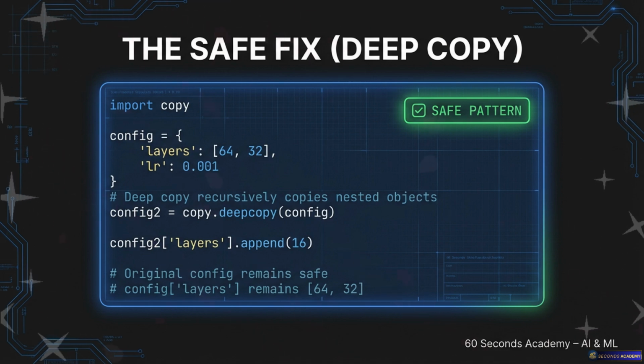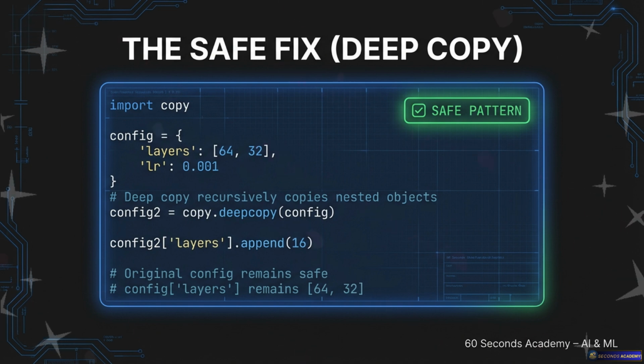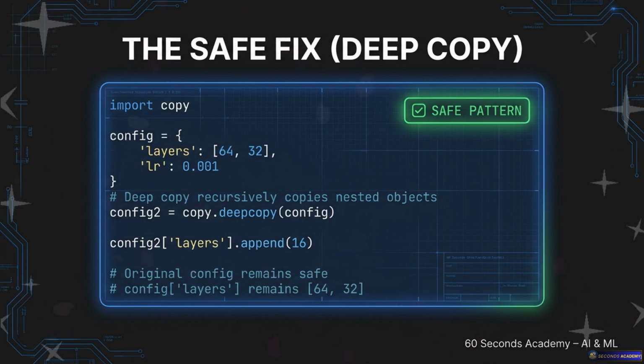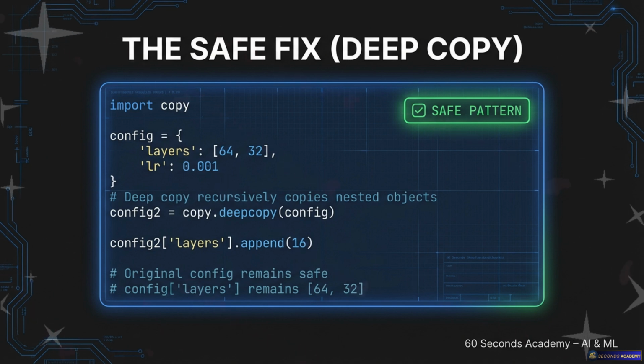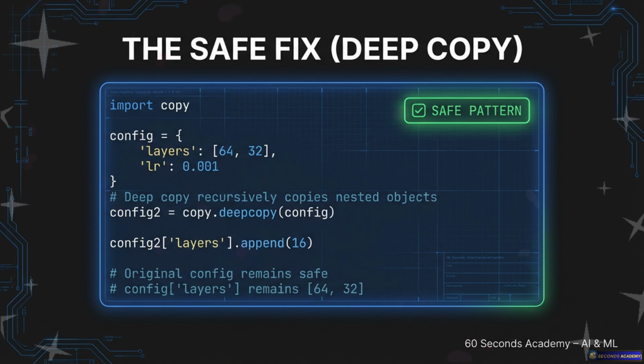Correct. But wait, if it's recursive and copying everything, isn't that incredibly slow? If I have a massive data structure, won't deep copy just freeze my program? You are absolutely right to be skeptical. Deep copy is expensive. It requires serialization and deserialization of memory. It is orders of magnitude slower than a shallow copy. So we shouldn't just use it blindly. No. Use it for things like configurations, hyperparameters, or small state objects, things that are complex but small. Okay.